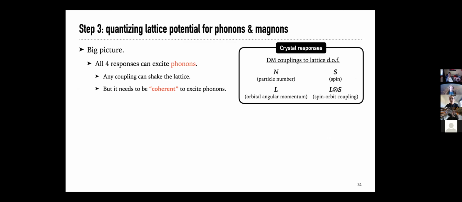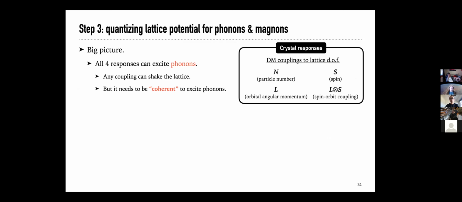Because it's a full numerical calculation, it involves a lot of technical details of the material properties. So let me try to focus on the big picture, to at least give you an idea of how this calculation is done.